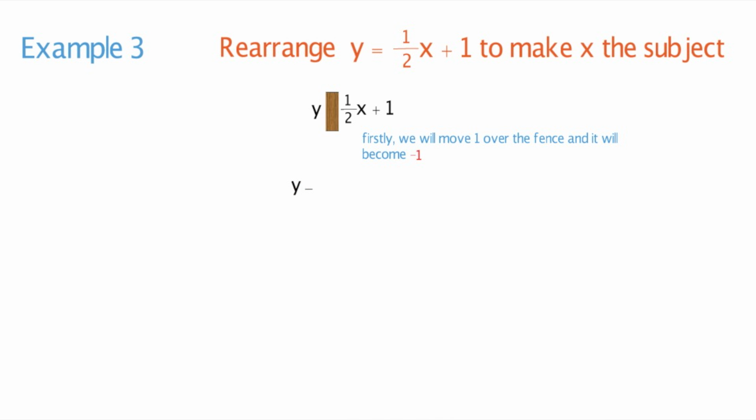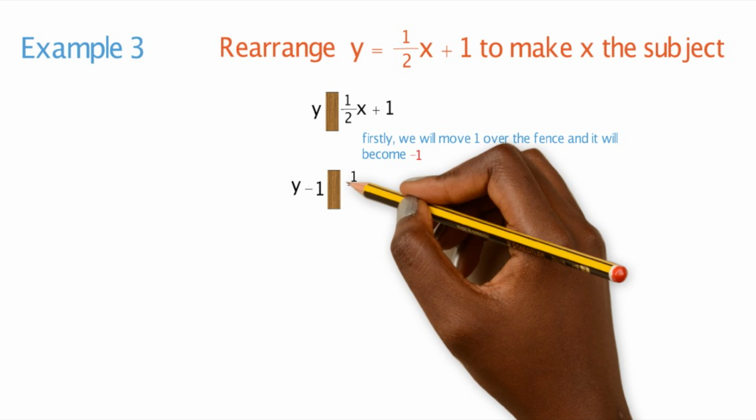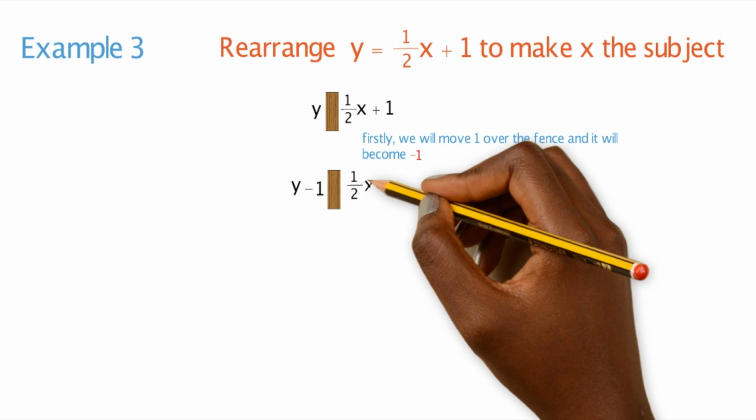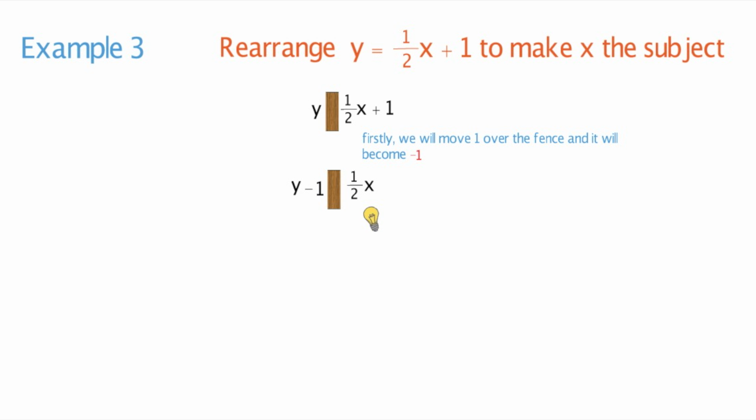So you're going to end up having y minus 1, and then your fence. Notice that whatever's on the left-hand side doesn't change. You're adding things to the left-hand side. So y minus 1, you've got your fence, and then you've got a half x.